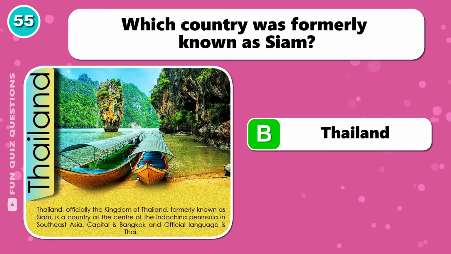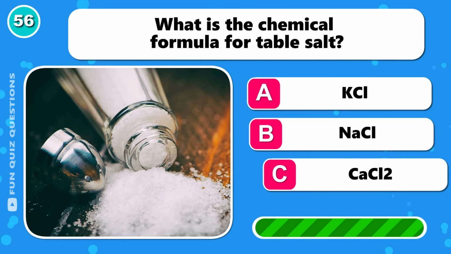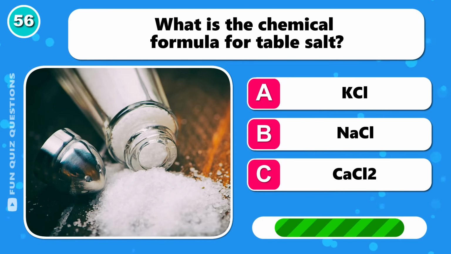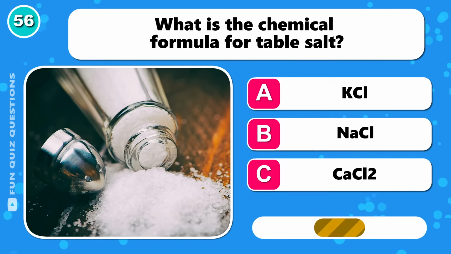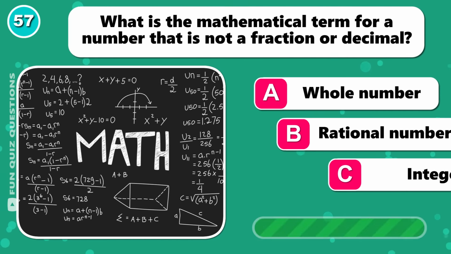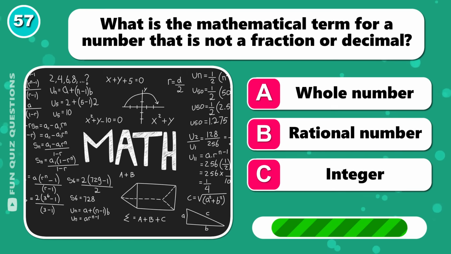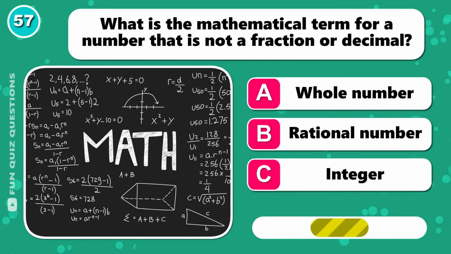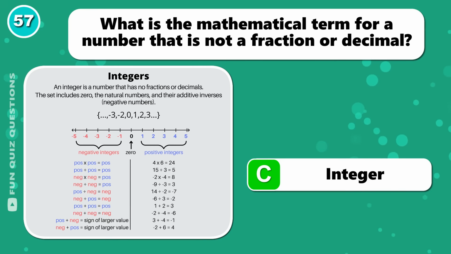Good one, yeah. B. Thailand. What is the chemical formula for table salt? It's B. NaCl. What is a mathematical term for a number that is not a fraction or a decimal? It's C. Integer.